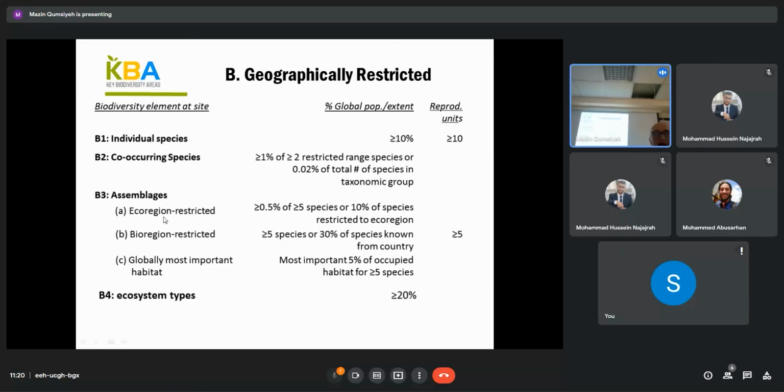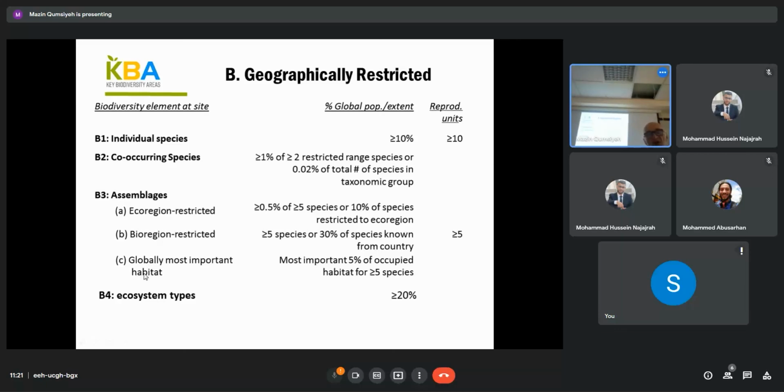Okay. Assemblage, it's more difficult to apply, but it's more or less the same principle. There are thresholds, for instance, more than 5 species or 10% of species restricted to the ecoregion. This would apply to Mediterranean endemics, and there are quite a lot. But bioregion, it's also more or less, and also globally most important habitat.